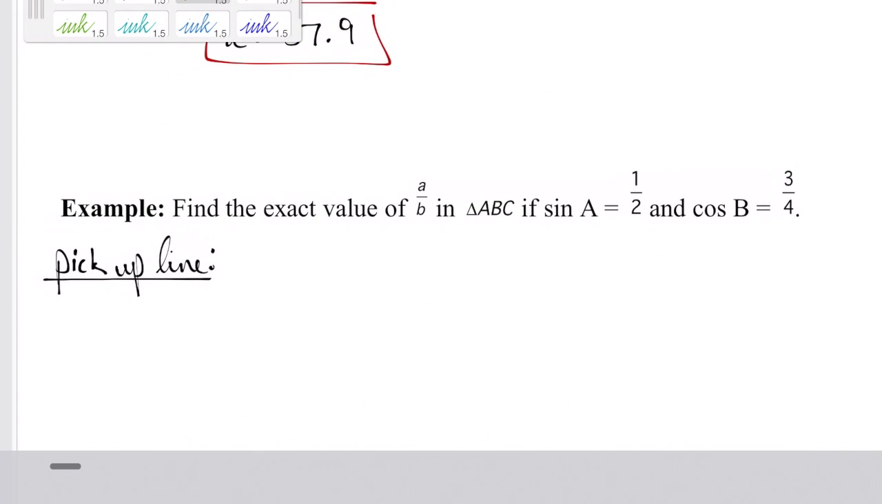And then this is my last one. So the last question that I'll go over with you guys, and I wrote pickup line for a reason. Give me a second here.